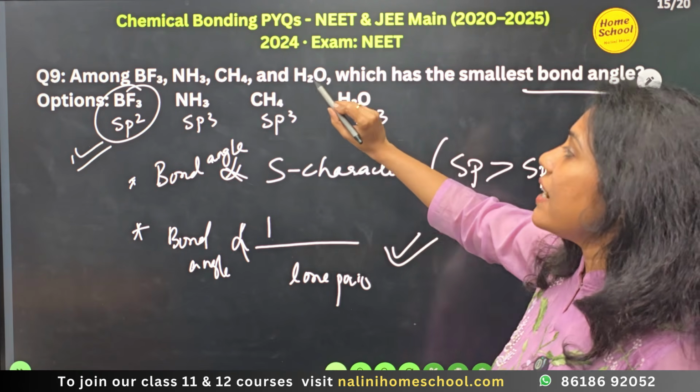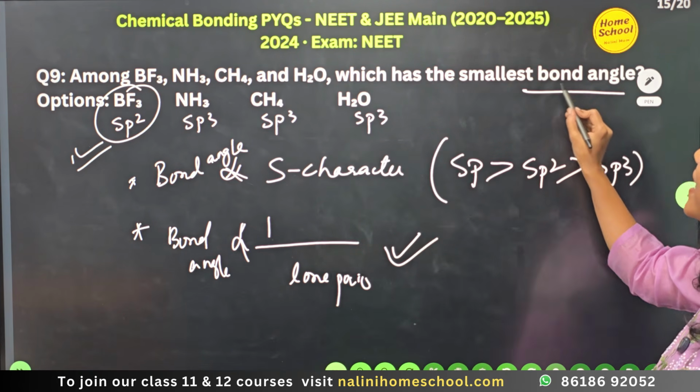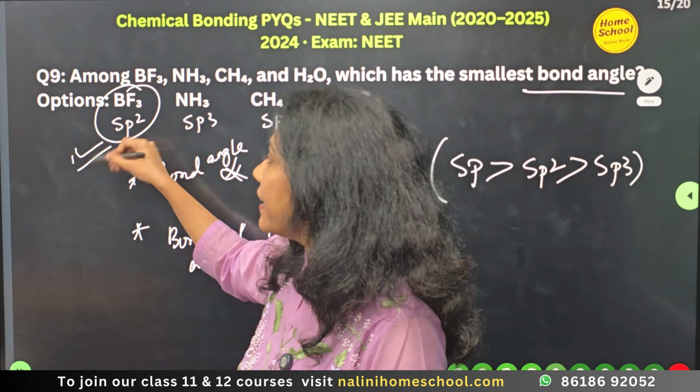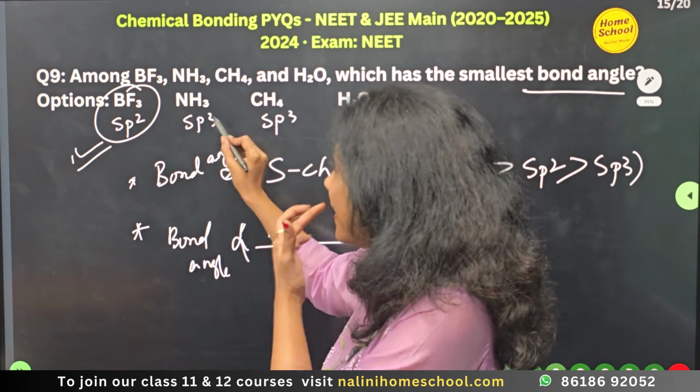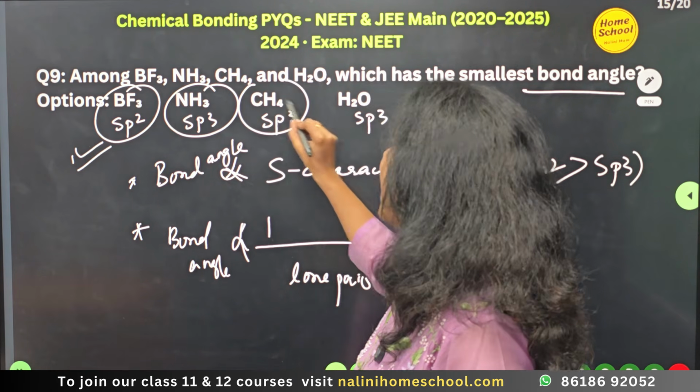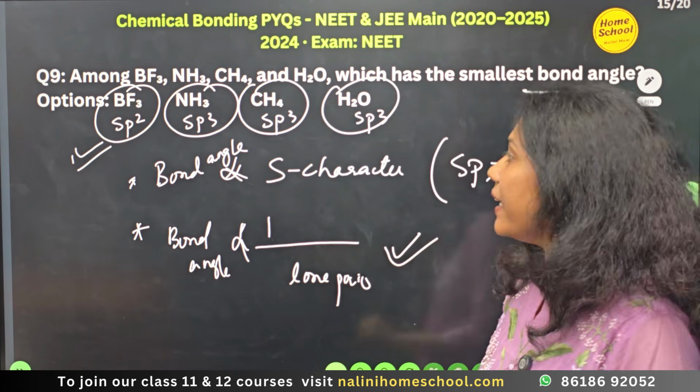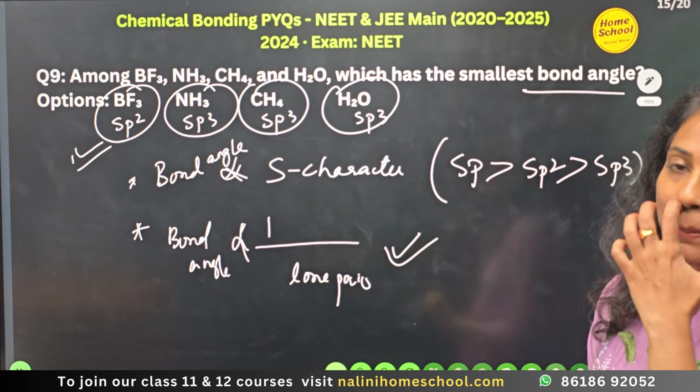Now what is the question asked? Among all of them, which has the smallest? So this is eliminated here. With the first point, this is eliminated. Now you have to check the answer between these three guys. Okay, now all of them have got the same hybridization.